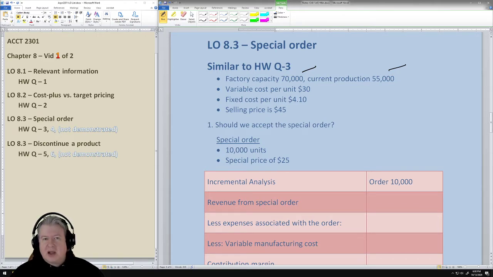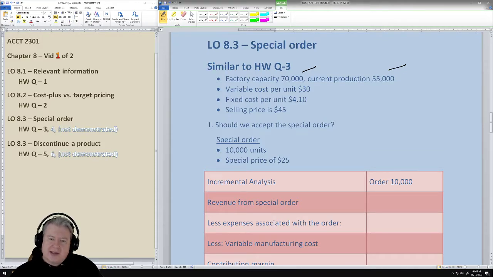And we did learn in the previous chapters that you want to be pretty close to capacity, because you're spreading your fixed cost over more units. And when you spread fixed costs over more units, your average cost goes down. That's what we call economies of scale. So we have some extra capacity here. We've got some information: variable cost per unit, fixed cost, and selling price. So we have all that information.